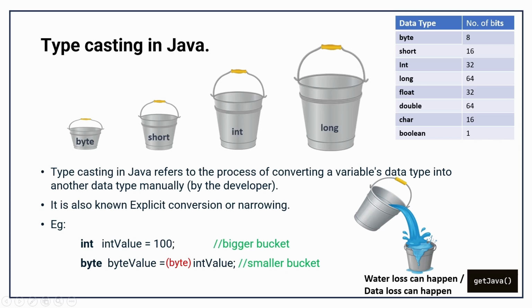And it is also known as explicit conversion or narrowing, because the developer is explicitly instructing the compiler to convert the value into a smaller data type and then store that value inside the data type. In this case, data loss can happen. We will see an example of data loss once we start to code.